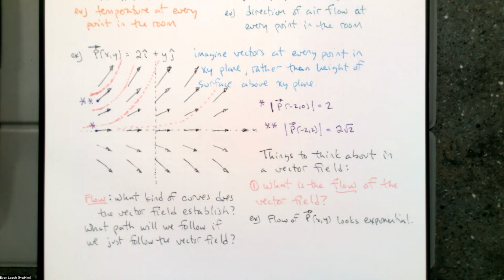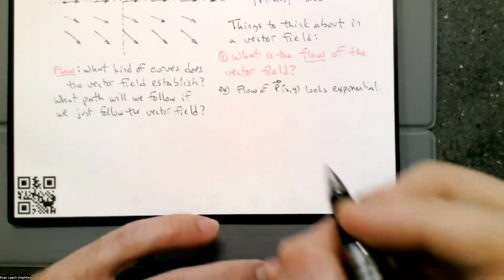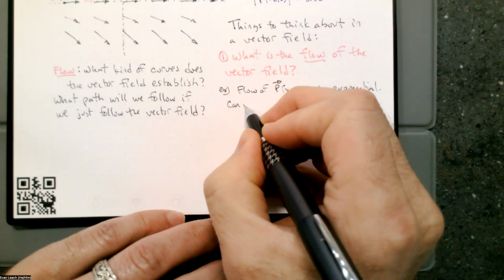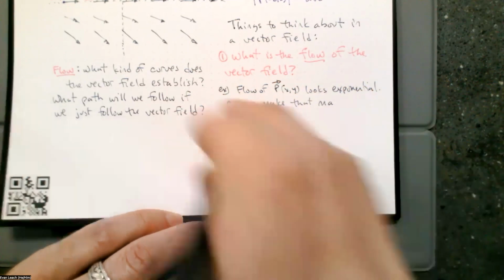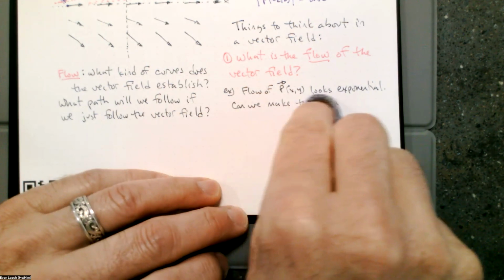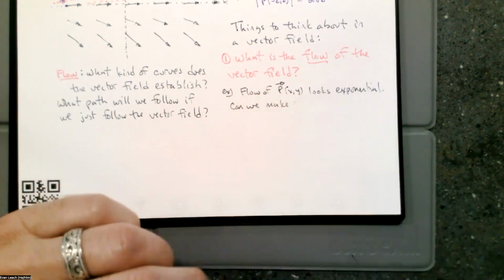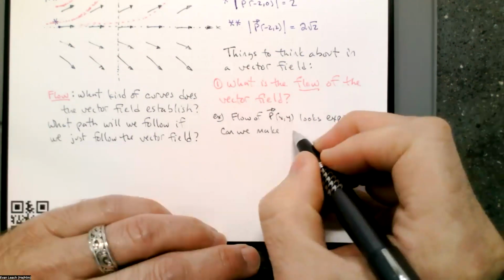Here's another way we could think about it. One of the things that we mentioned last time was, does this mechanically make sense? Does looking at this vector field, does it make sense that we should see this exponential flow? So can we make this intuition match the mechanics? We just kind of looked at that and said exponential. This has an exponential vibe to it. Can we make the intuition match the mechanics?